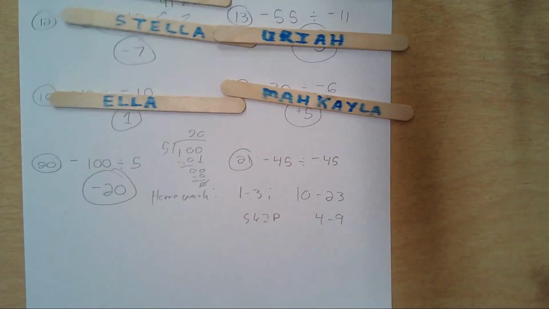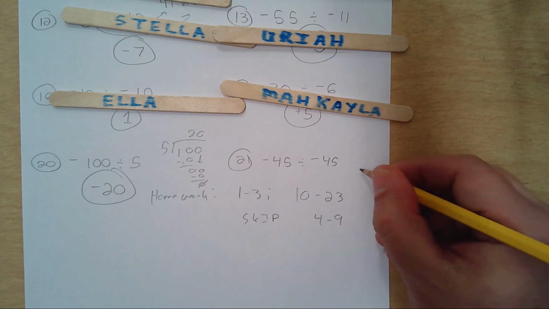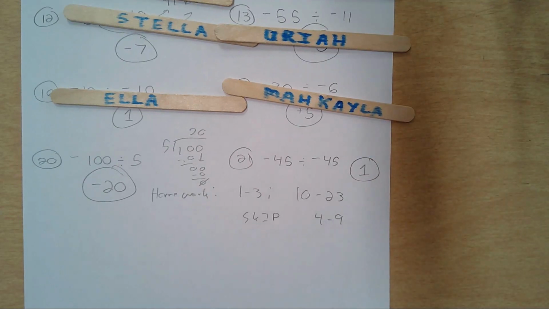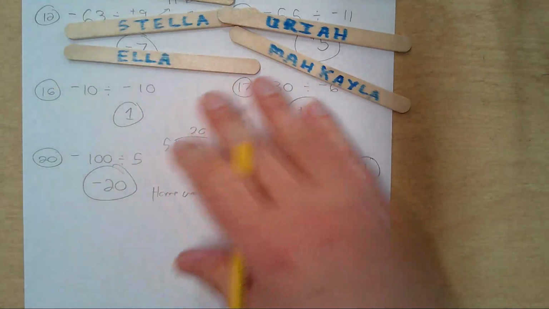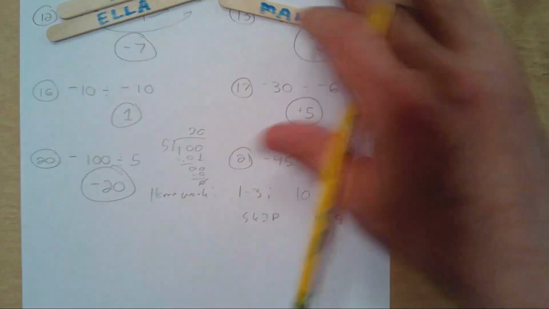21, Michaela. 45 divided by 45. Anything divided by itself equals 1. Positive 1. Positive 1. That's correct. Right, to Lauren and George, I guess.